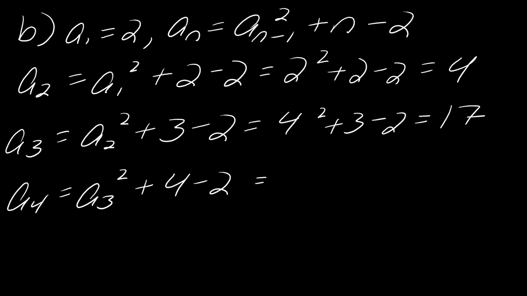So let's see, 17 squared is 289. So this will be 291. Okay, and so that is your intro to sequences.